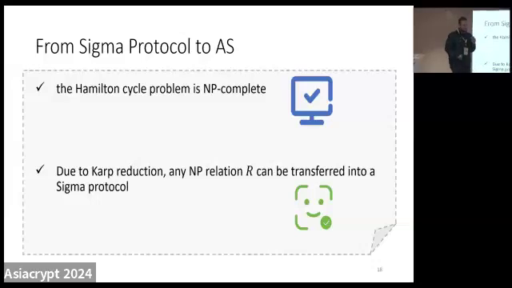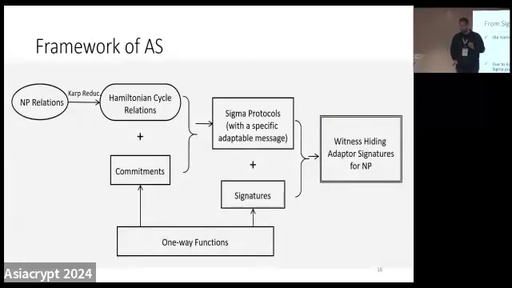So how do we go from the Sigma protocol to adapter signatures? It is known that the Hamiltonian circle is an NP-complete problem, and we have Karp reduction. So with Karp reduction, we can move any NP relation to a Sigma protocol, and thus generate adapter signatures.